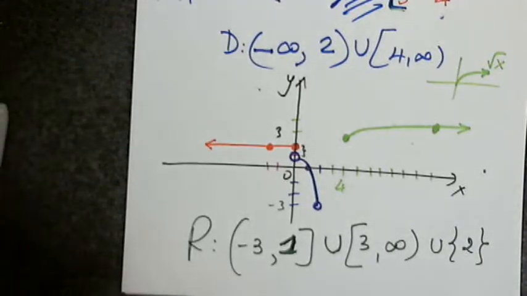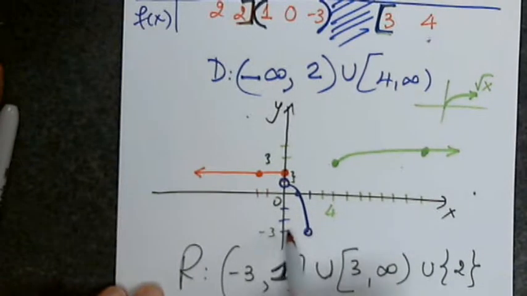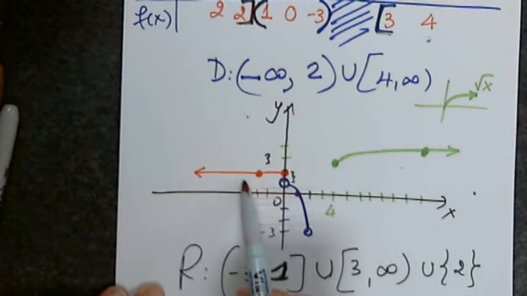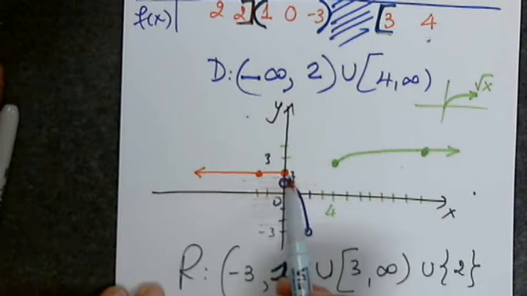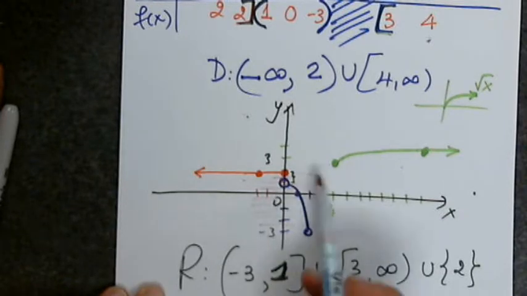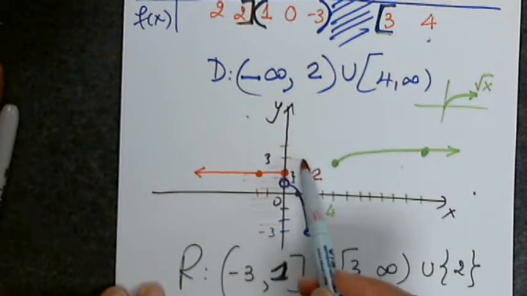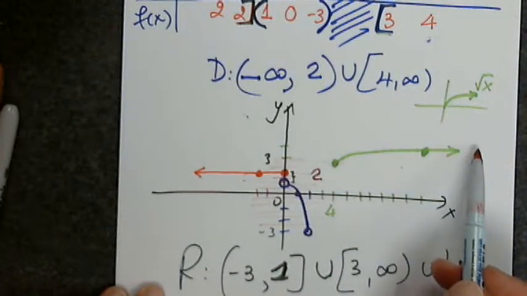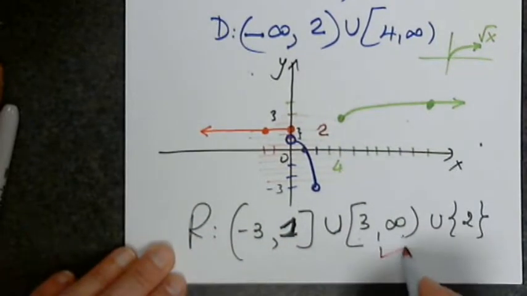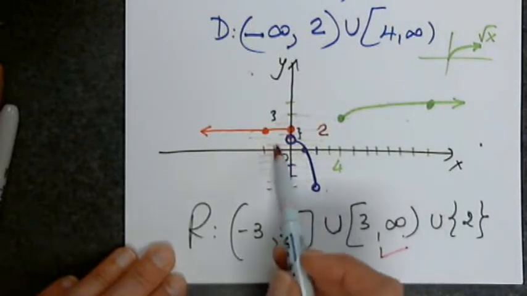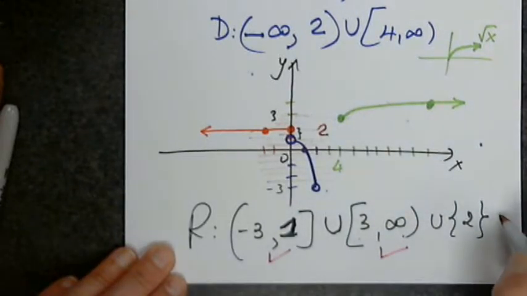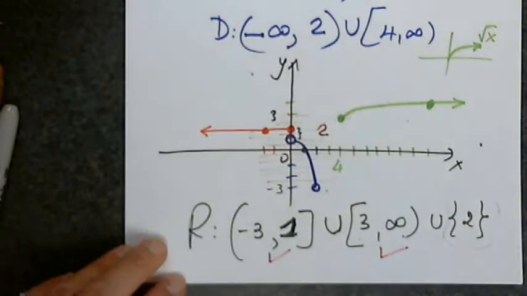So see, I can cut this function here. Here I don't have a value. Yes, just for 2. And starting from 3 it is continuous again. So from 3 to infinity, correct. From -3 to +1, correct. And this is just one additional number alone.